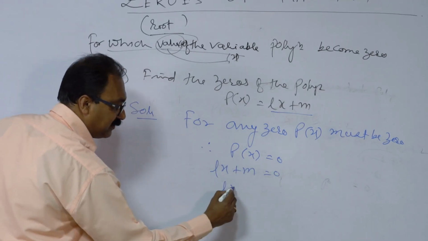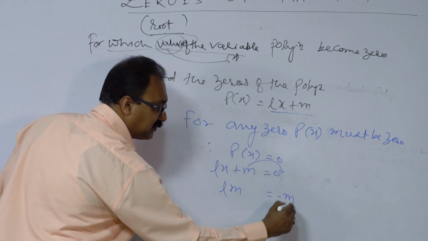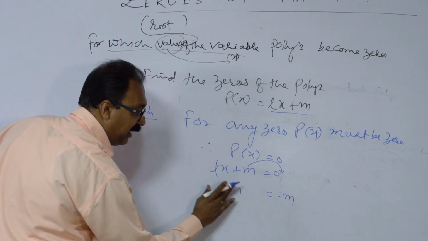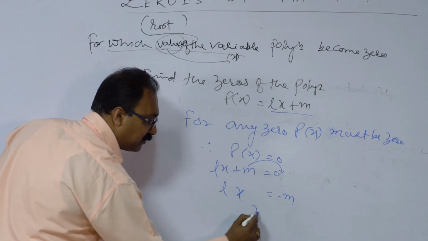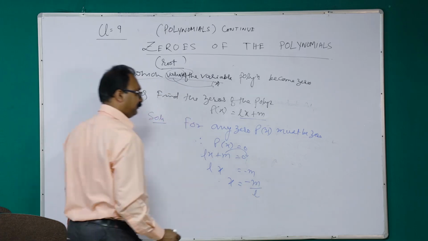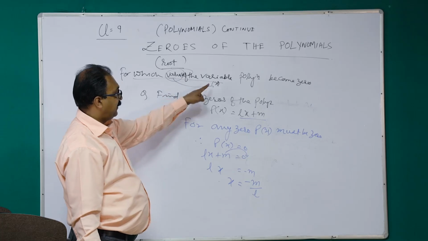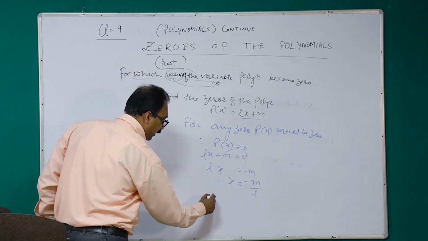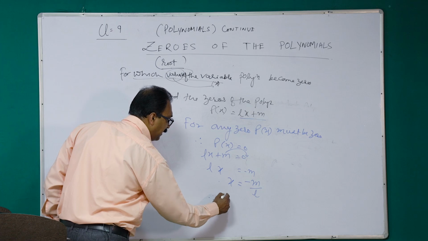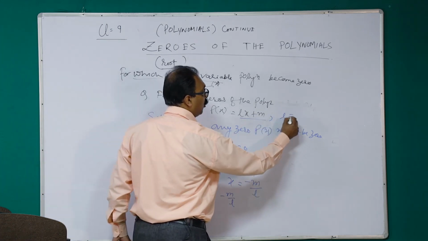So what is lx? You know from lower classes, m comes to that side, plus becomes minus, and lx stays. So x equals minus m by l. So the value of x, I told you, value or values of x. So values of x is this. So we can say minus m by l, provided l should not be 0.